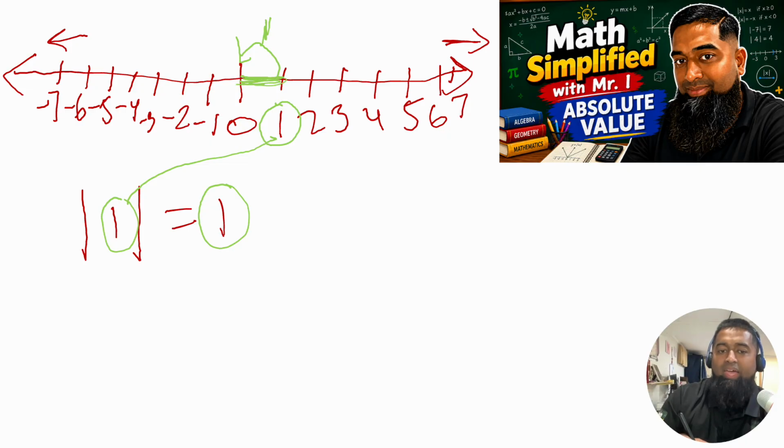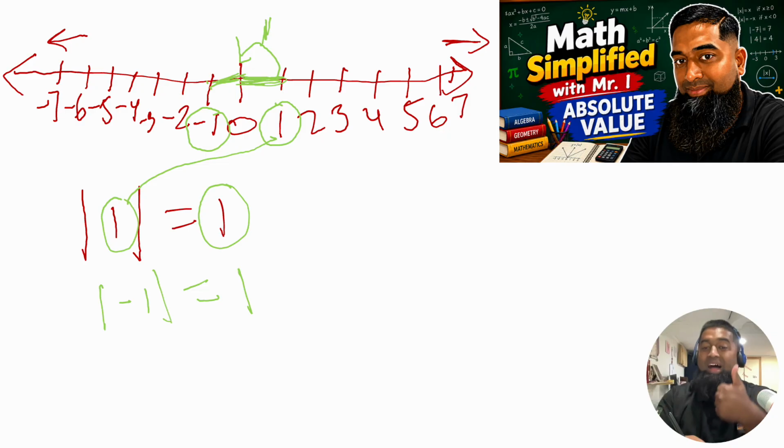What happens if we had the absolute value of -1? What do you think that would be? We go to -1, and from here to 0, we say, well, how many spaces? Oh, that's also 1. So the absolute value of a +1 or a -1 is still 1.